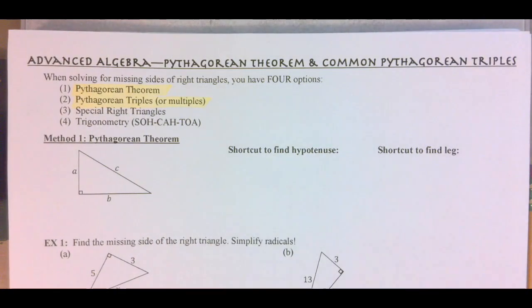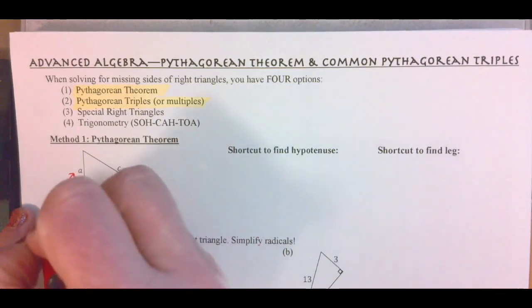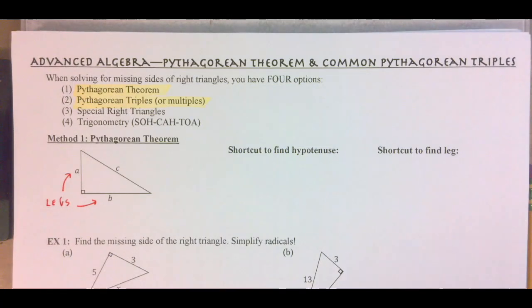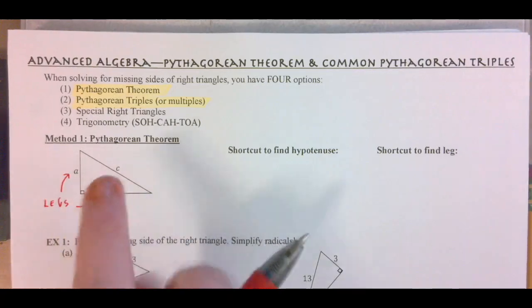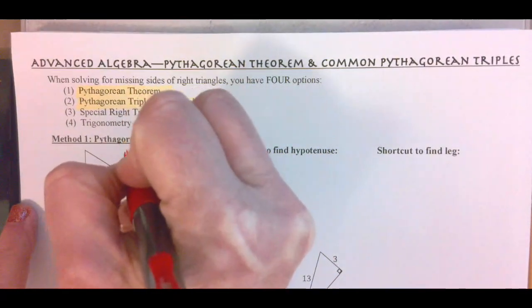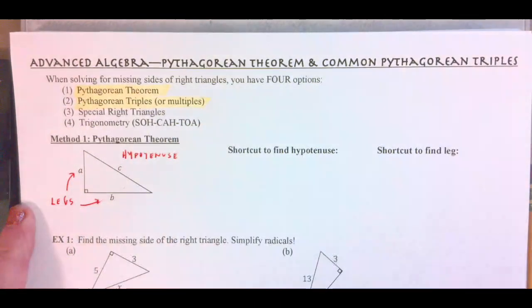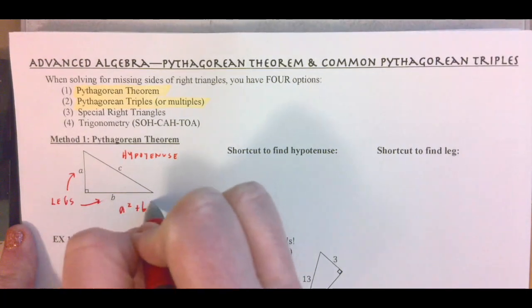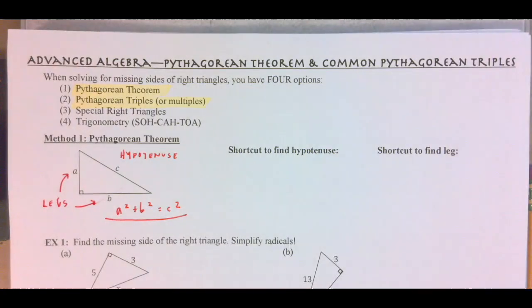So looking at this right triangle, we should know that the perpendicular sides here and here, those are the legs. The longest side is always opposite the right angle. So opposite the biggest angle is the biggest side. This is the hypotenuse. And Pythagorean theorem, as we all know, is a squared plus b squared equals c squared. So the a and the b are the legs. The c is the hypotenuse.